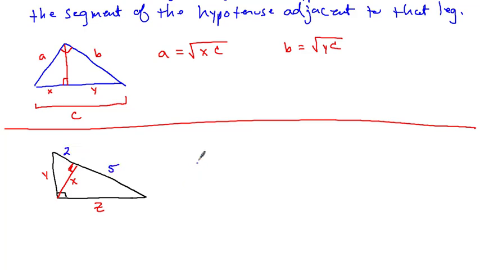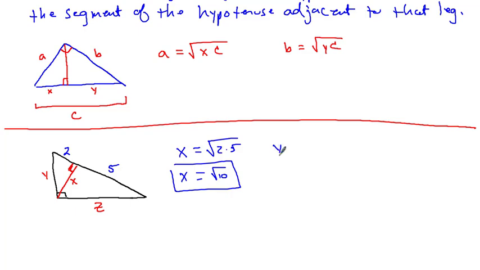So we're going to find X, Y, and Z. So first we'll start with X. Well, X is the altitude, and the altitude is the geometric mean of the two sides that it splits. So it's the geometric mean of 2 and 5. So it's the square root of 10, which we don't know, so that's our answer.